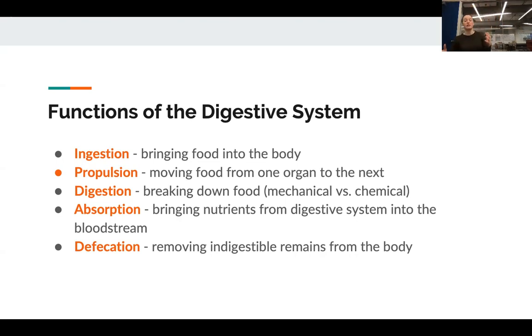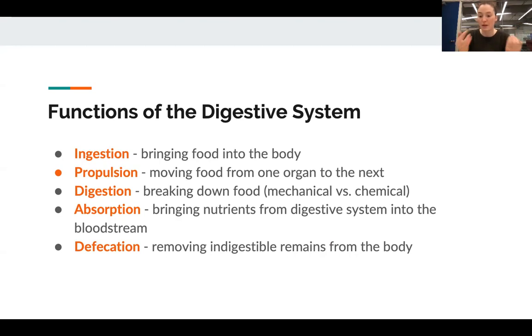Digestion is breaking food down. We'll talk about this difference between mechanical and chemical digestion in a moment. But that's happening in the mouth, in the esophagus, in the stomach, in the small intestine. So a lot of that is there. So it's not just enough to put it in your body, move it from place to place, and break it down, right?